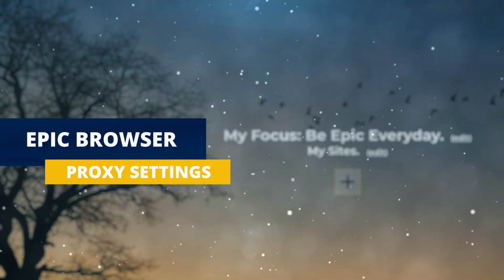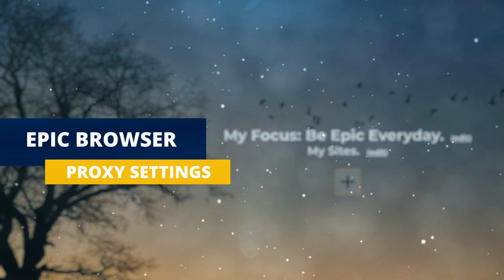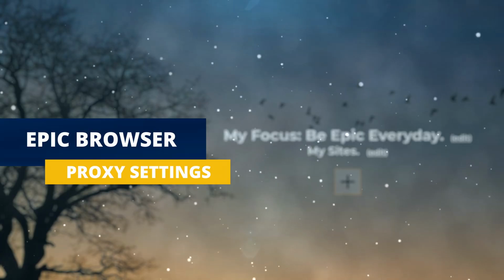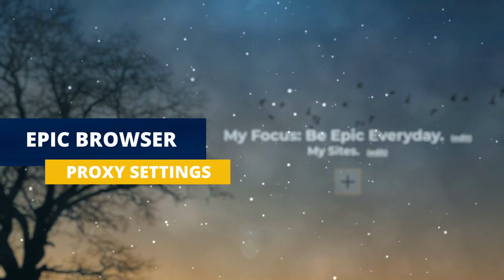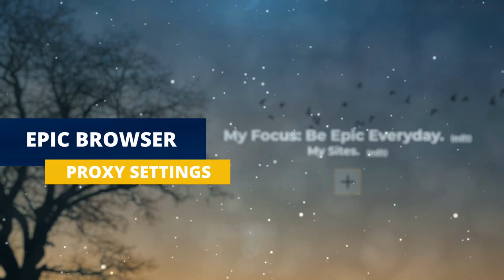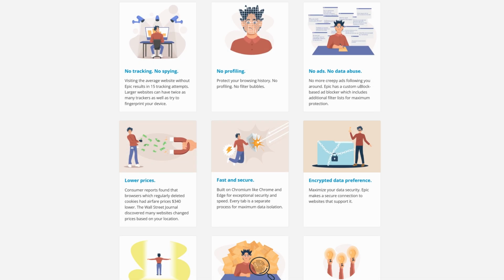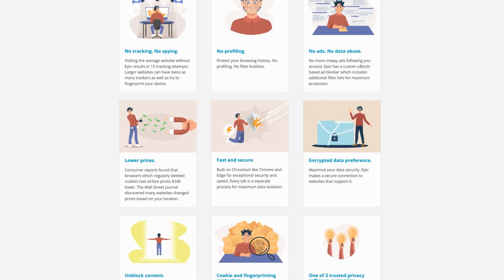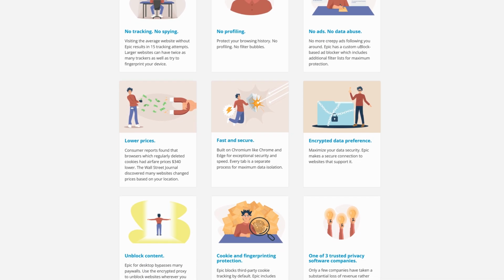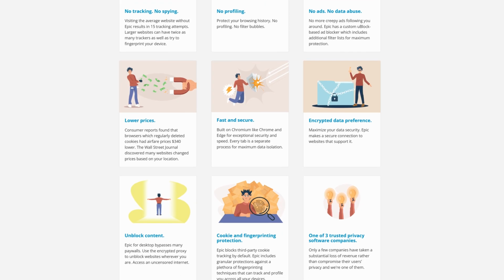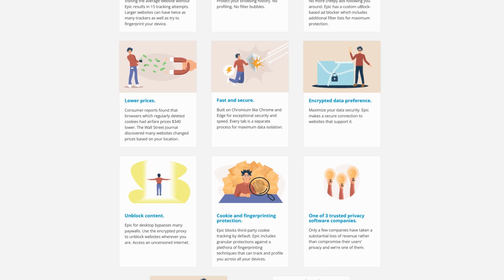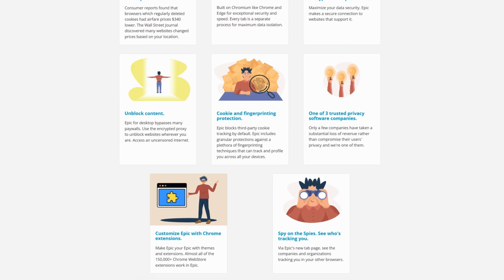My name is Andrew. In this video, we'll look at how to set up a proxy in Epic Privacy Browser, so you can hide your IP, protect your data, and bypass website restrictions. Epic Privacy Browser comes with a built-in encrypted proxy that hides your IP and encrypts your traffic. But you're not limited to that. You can also use your own proxy server. Here's how to do it.